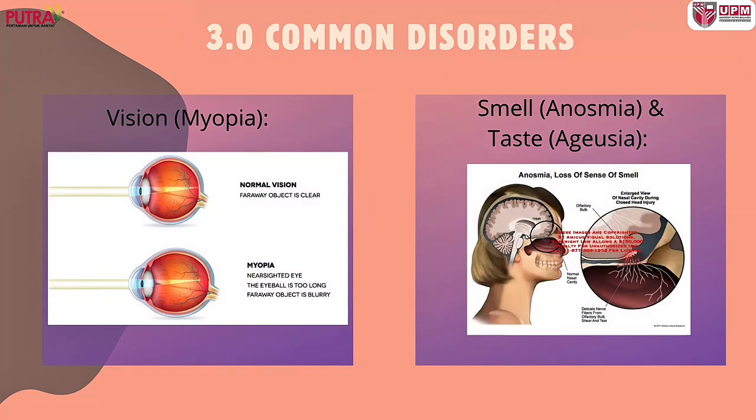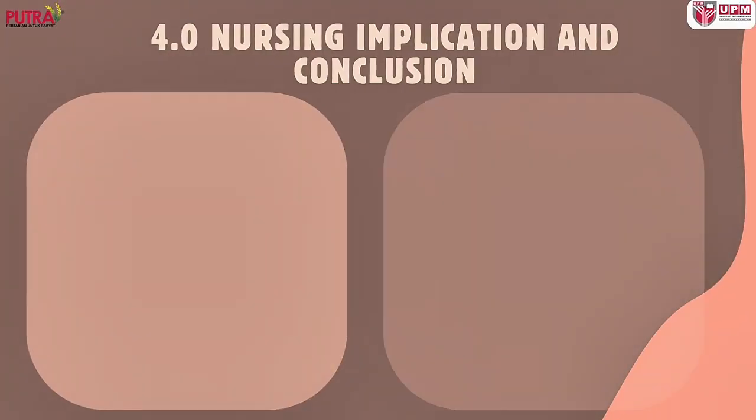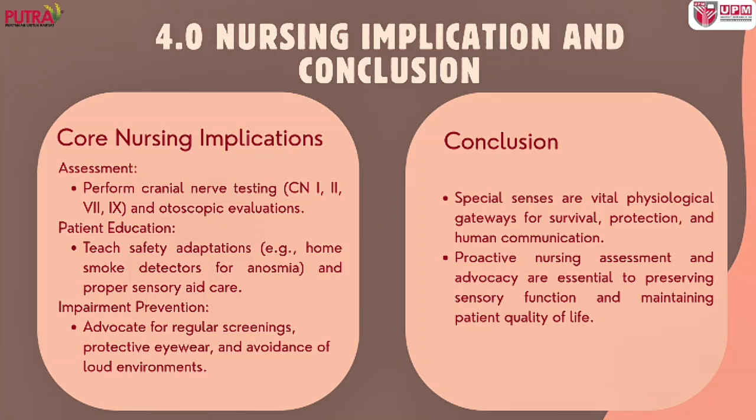Now, let's review common sensory disorders. In clinical practice, we frequently encounter disorders across all four special senses. For vision, this includes myopia or nearsightedness, where light focuses in front of the retina rather than directly on it. We also see anosmia, the loss of smell, and ageusia, the loss of taste, which are often closely linked due to shared neurological pathways. As a nurse, our implications are critical.